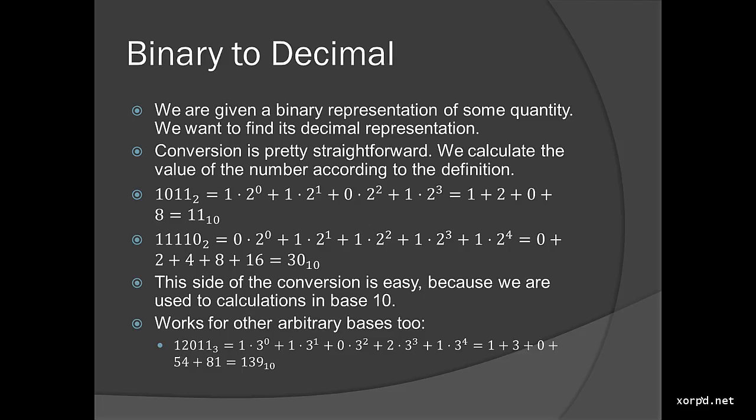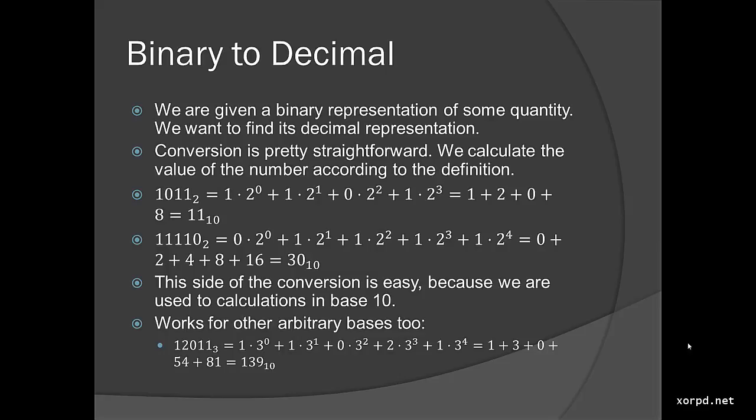Something very basic. We actually, I think, have seen this before. Conversion from binary to decimal. The problem is this. We are given a binary representation of some quantity, and we want to find its decimal representation. The conversion is really straightforward. We just calculate the value of the number according to the definition.